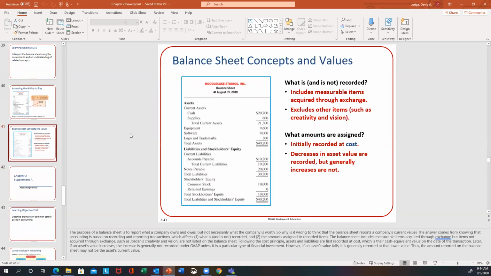And then I think that's all my comments. Oh, a couple things. This is kind of important: amounts are assigned. Typically, everything on here is recorded initially at cost, not market value. So for supplies, this number is what you paid for the supplies. The equipment, that's what you paid for the equipment. Eventually we'll get into accumulated depreciation and so forth, but usually what they call the historical cost principle means everything is recorded initially at what you pay for it. So that is an important thing you should know.